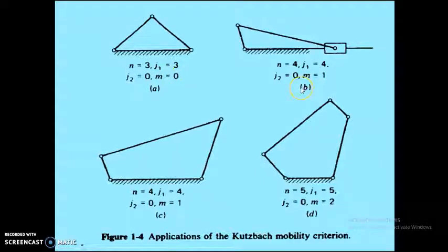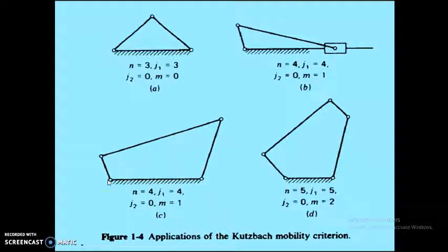Considering the second mechanism, B, it's a slider crank mechanism. It's a slider mechanism having the number of joints as 4 and the number of links as 4. So applying these parameters in the mobility equation, we get mobility as 1.